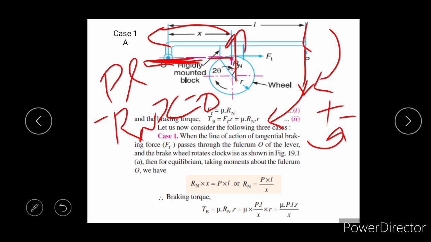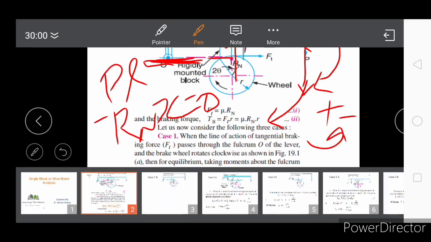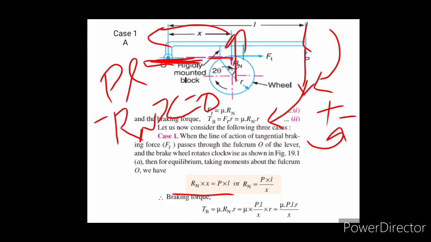So PL will be equal to Rn into x. The same thing is written here: Rn into x is equal to PL. So Rn into x will be equal to P into L, or Rn is equal to PL upon x. This is our reaction we have found out.